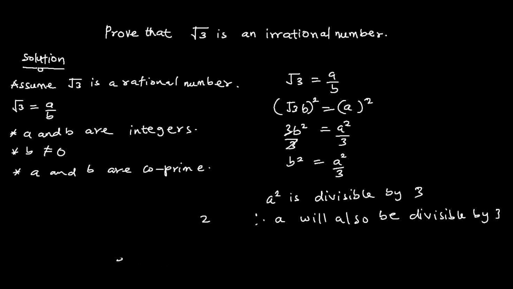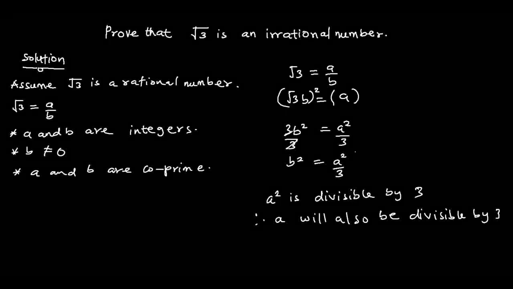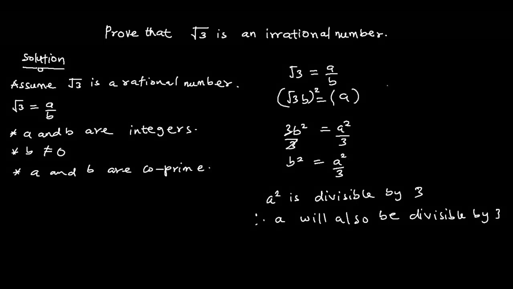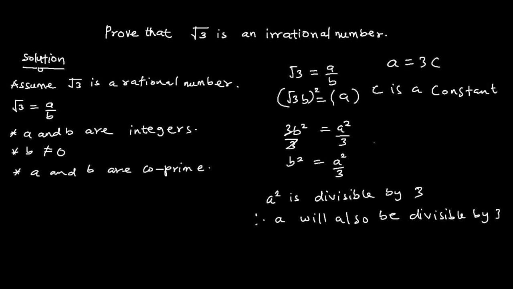Let me free up some space so that we continue. Okay, so now since a is divisible by 3, all that means is that 3 times a certain number c will give us a. So I'm going to say that a equals 3 times c, where c is a constant. Okay, so let's continue. I'll come back to this part here.